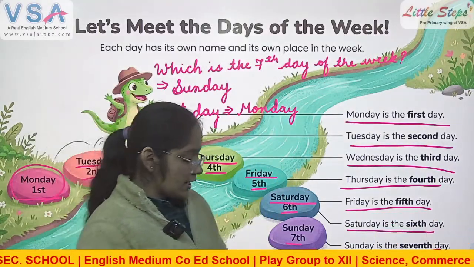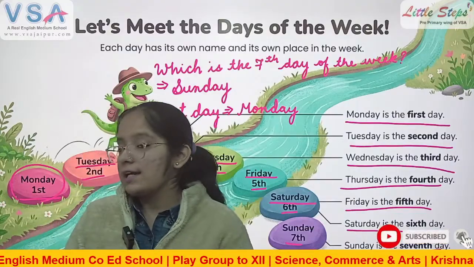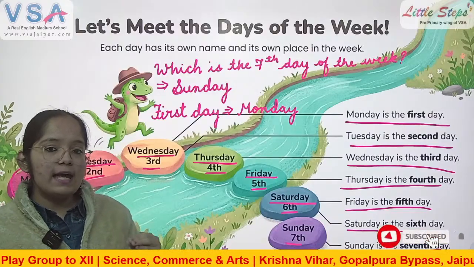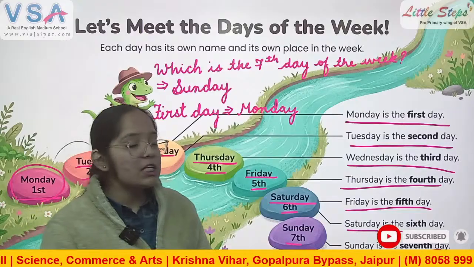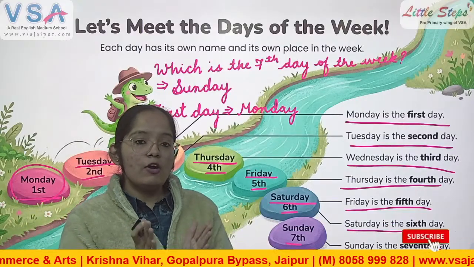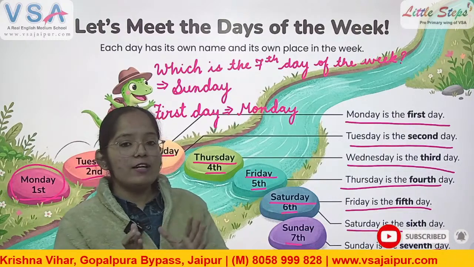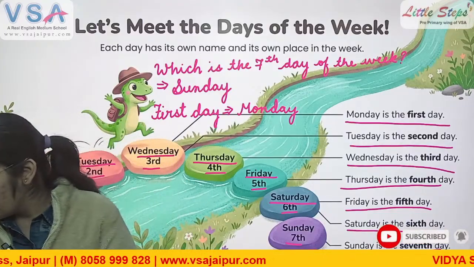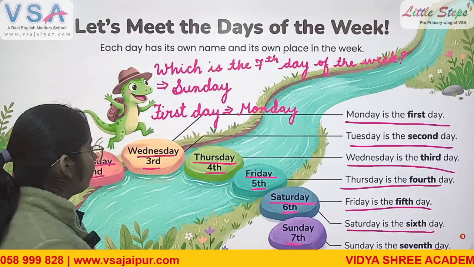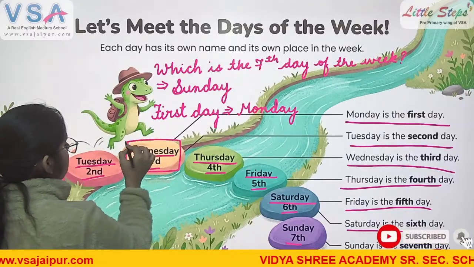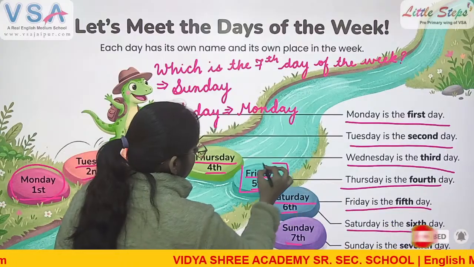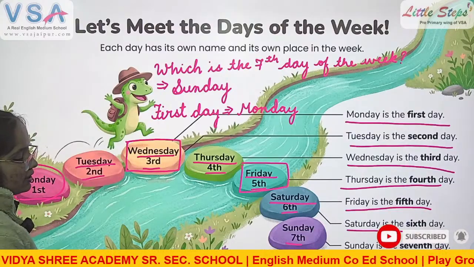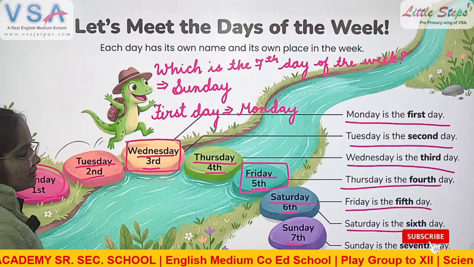Okay, let's move to the next question. Next question is, what lies between Wednesday and Friday? Which day lies between Wednesday and Friday? What is the meaning of between? Between means बीच में. Wednesday और Friday के बीच में कौन सा day आता है? So can you tell me which day lies between Wednesday and Friday? Here is Wednesday, as you all can see, and here is Friday. Wednesday और Friday के बीच में कौन सा day आता है बेटा? The answer is Thursday.